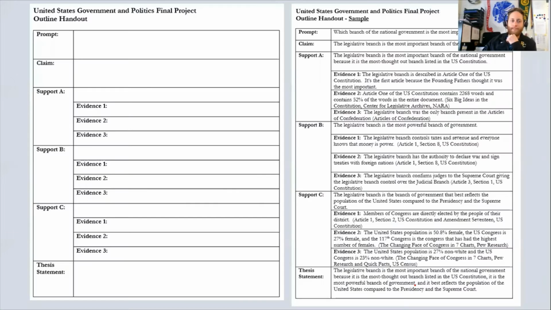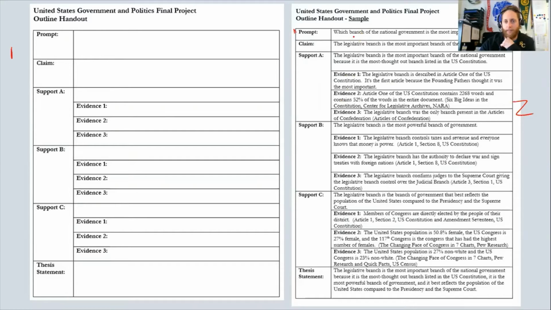So on the left over here with the 1, that is the blank handout that you'll see whenever you open the document in Canvas. And then over 2, this is the sample that I provided. Now, the sample I provided is with a prompt that's not available to you. I tried just to pick a more basic prompt just to help illustrate some of the steps you're going to go through. So the prompt we went through for the sample: which branch of the national government is the most important and why? So that's what we're looking at, right?